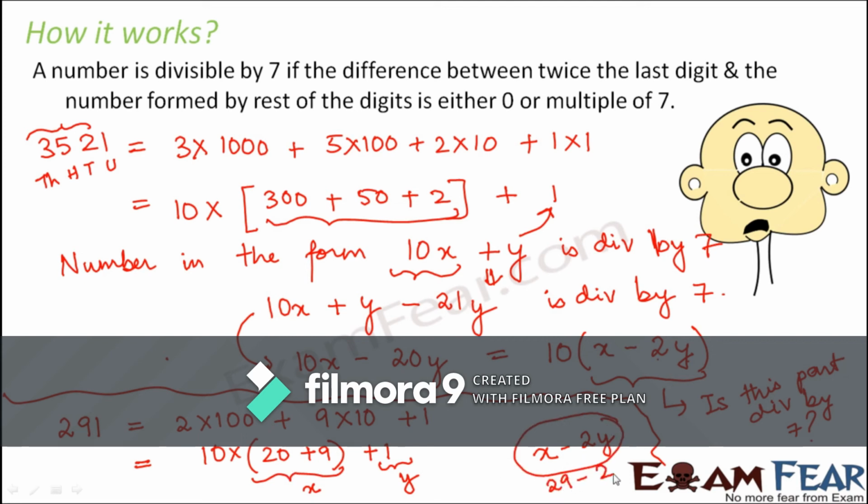So x is 29 minus 2y, that is 2 into 1. So 29 minus 2 into 1. In fact, that is what we had done in the previous slide to find out if 2921 is divisible by 7 or not. So this is how divisibility by 7 works.